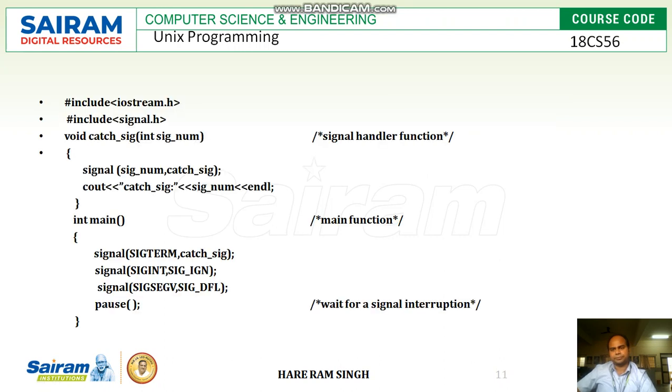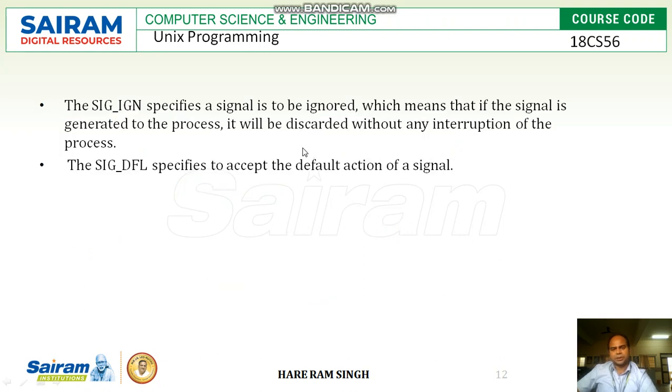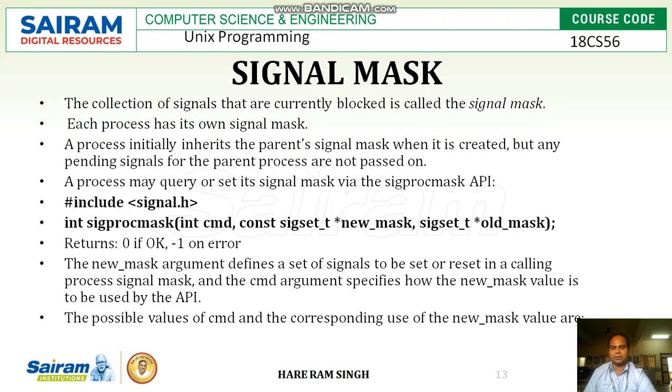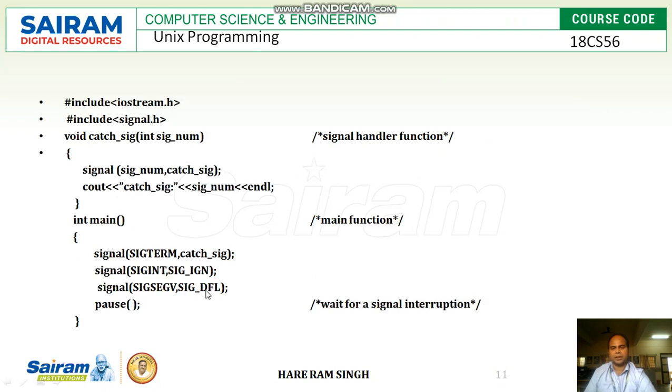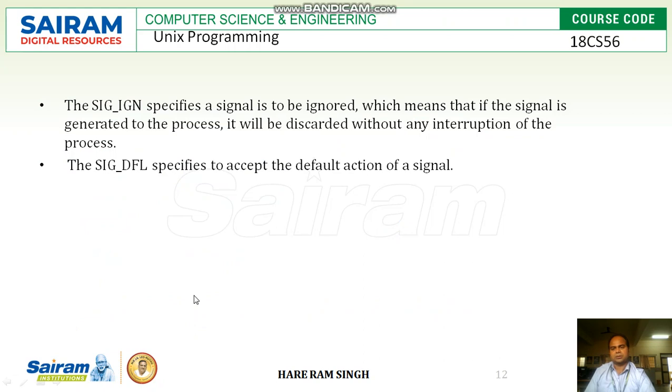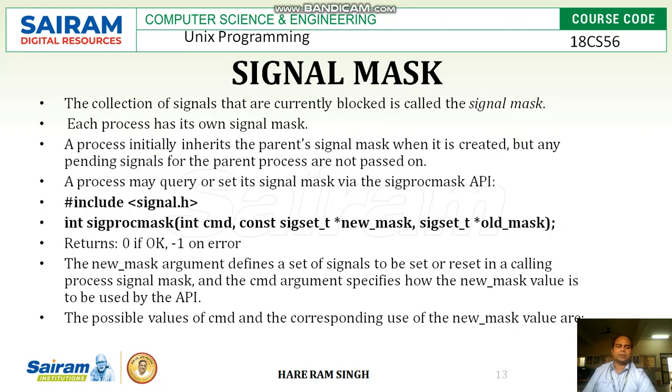The SIG_IGN specifies that a signal is to be ignored. This second argument specifies which signal, SIGINT, needs to be ignored. Which means if the signal is generated to the process, it will be discarded without any interruption of the process. And SIG_DFL specifies to accept the default action of the signal. So here the default action of the signal takes place.